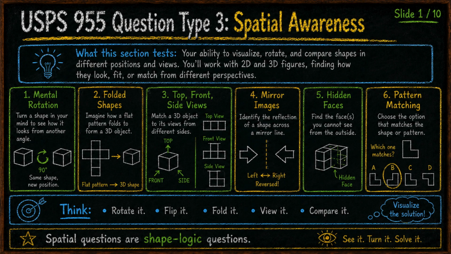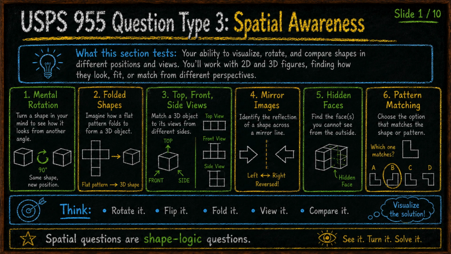The key is to understand that spatial questions are shape logic questions. They reward careful visual tracking. You have to ask, what part stayed the same? What part moved? What face is now on top? What edge is still connected? What side became hidden? What option is impossible?